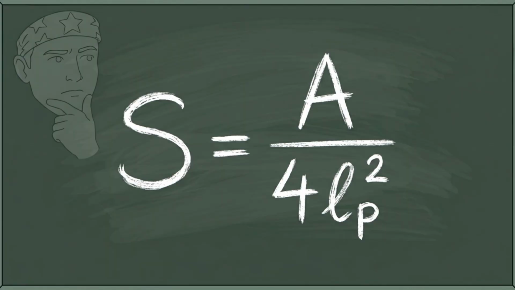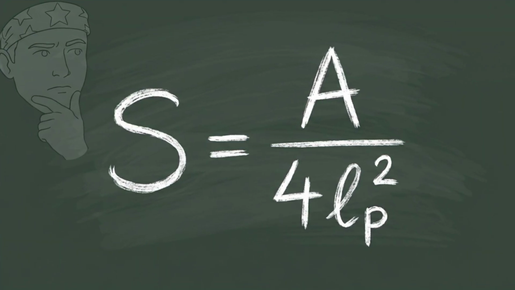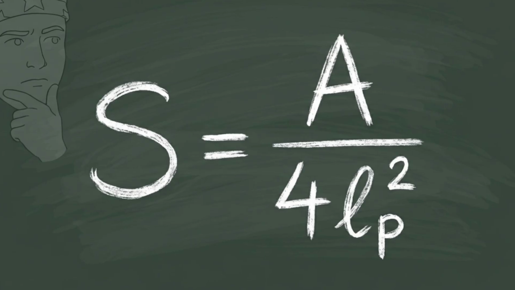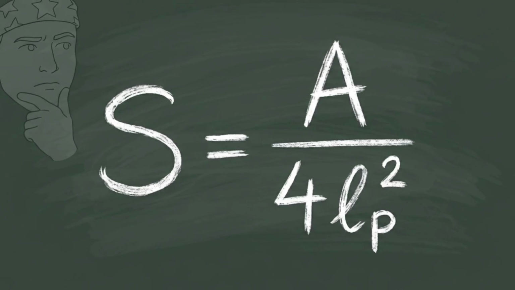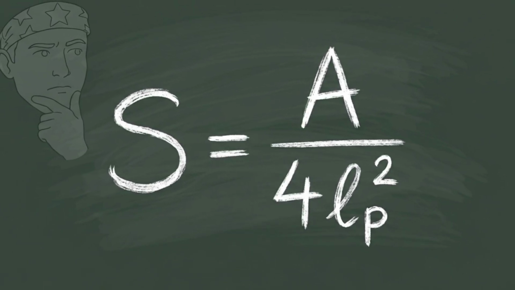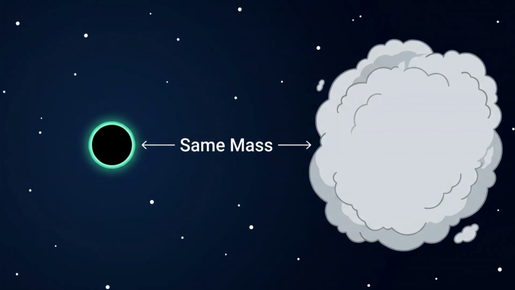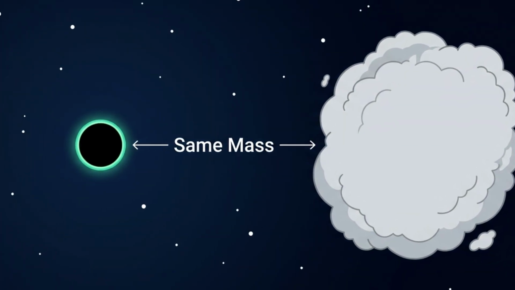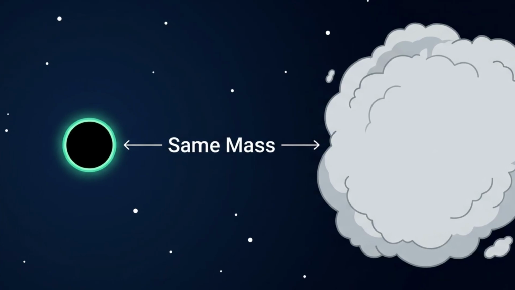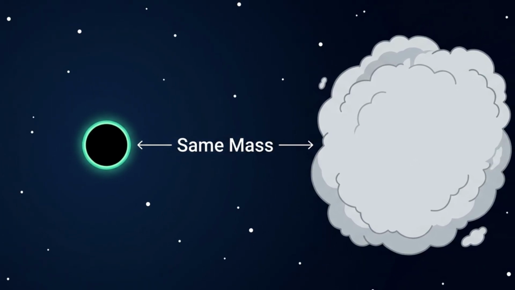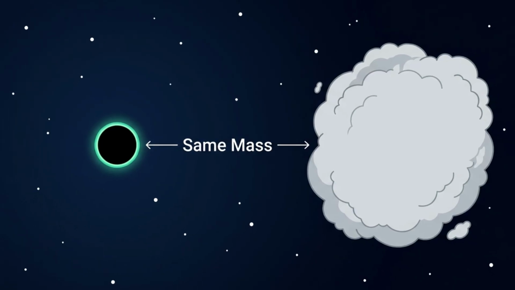inside it. The violation deepened when Hawking calculated black hole temperature and entropy explicitly, arriving at the Bekenstein-Hawking entropy formula: S equals the horizon area divided by 4 times the Planck length squared. A black hole the mass of the Sun has an entropy so large it dwarfs the entropy of the same mass spread out as ordinary matter, and that entropy lives entirely on a two-dimensional surface.